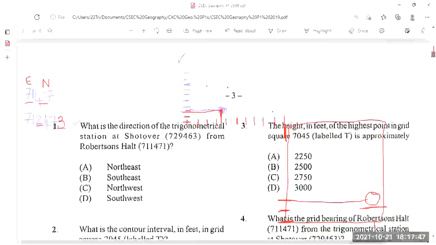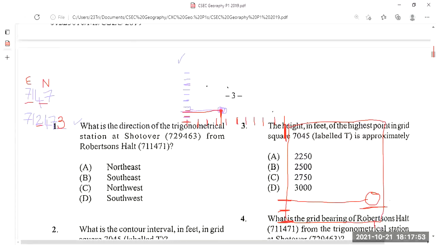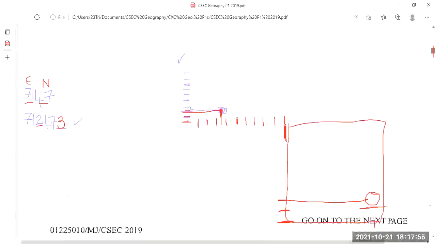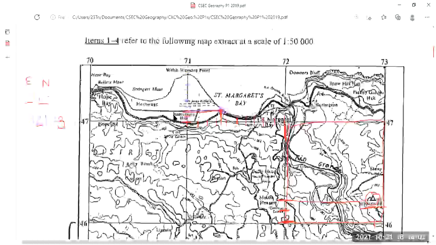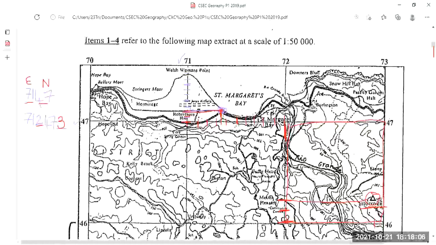So here we had the question. What is the direction? Yeah, direction is what we're looking for, Alex. Of the trig station at Shotover from Robertson's Halt. All right, let's go find Robertson's Halt, Alex. So Robertson's Halt is right here. I'm going to circle it. I'm going to bring up annotation again, and I'm actually going to circle it. All right, here we go. We found Robertson's Halt earlier.